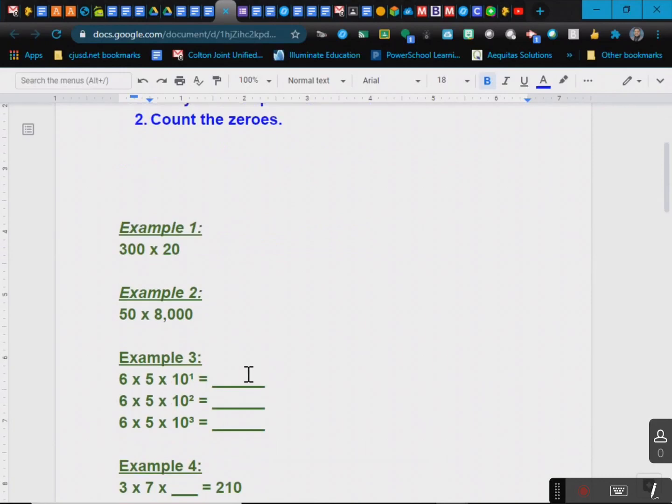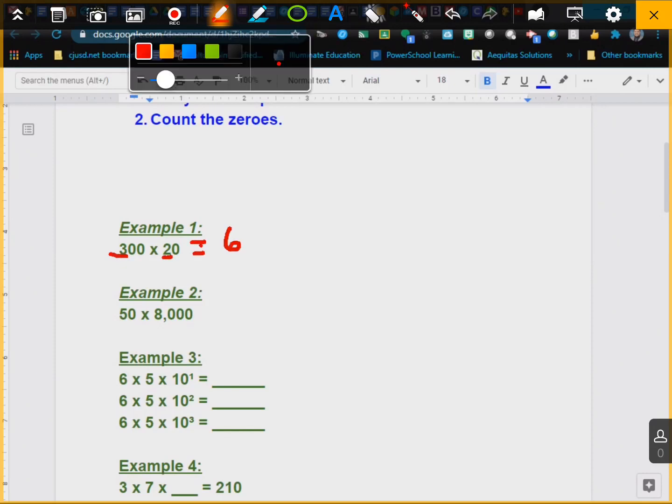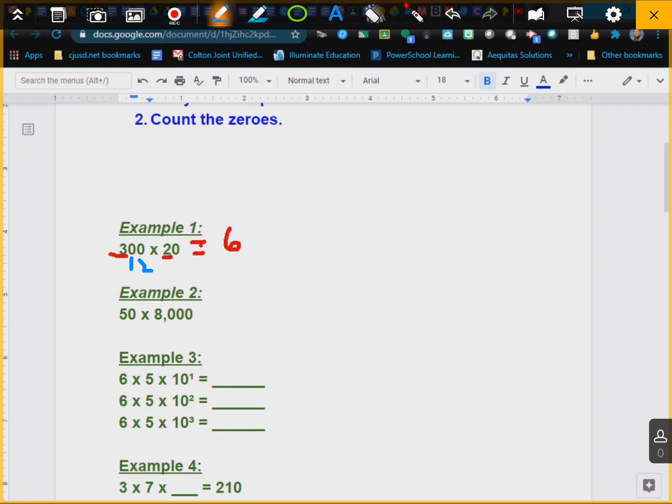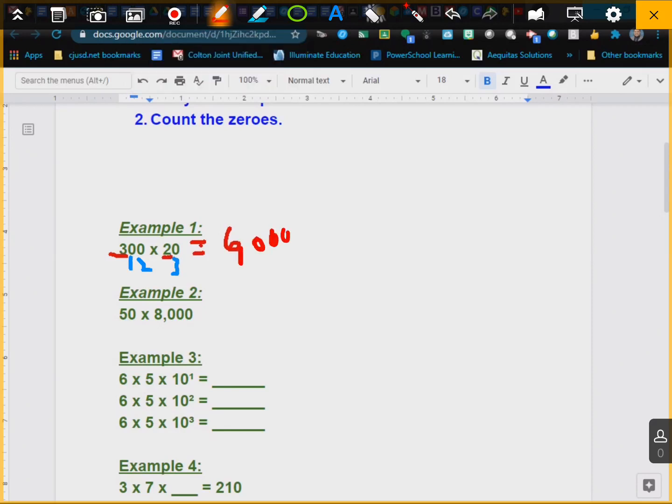300 times 20. So we're going to look at the whole numbers. That's going to be the main thing you're going to look at here. Okay? And the whole numbers tell me that 3 times 2 equals 6. And when I count the zeros, I see that there are 1, 2, 3 zeros. So I need to have 3 zeros here. And my answer is 6,000.